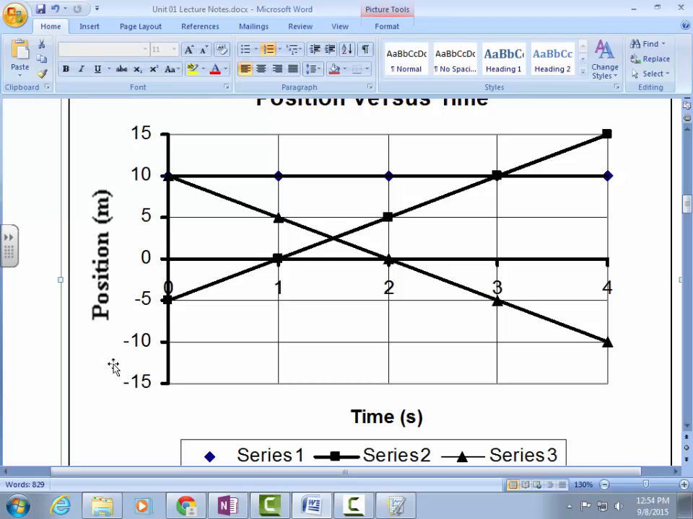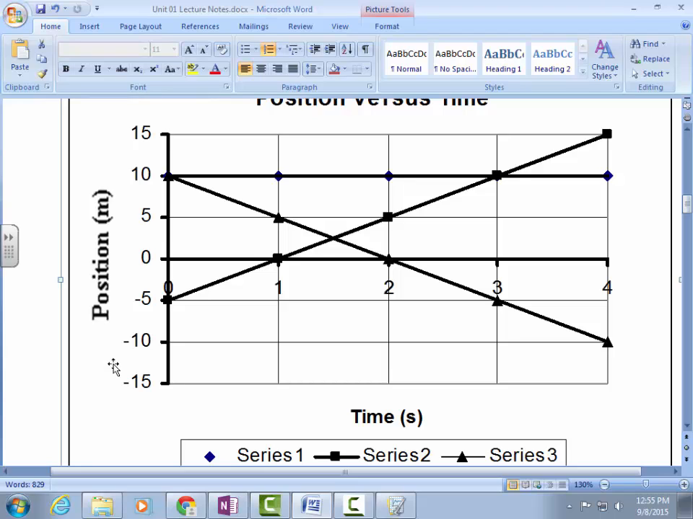So, anyone? What's the easiest one? Start with the easiest one. Without question, which one of these is the easiest? Which one? Series 1, you think? Yeah, I'd say so. Series 1 is the easiest. Why? Because the change in position is 0, which means that its velocity is 0. It's stationary.